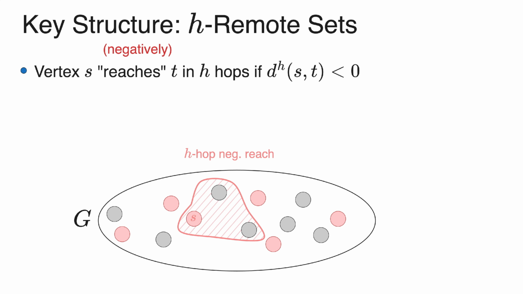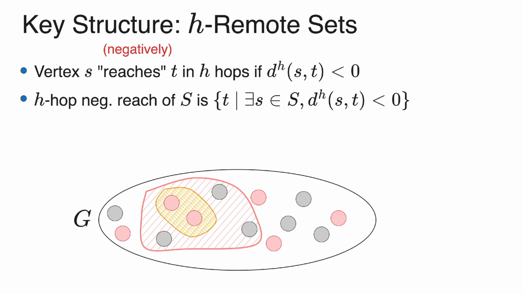And one special structure he focused on is called h-remote sets. So basically, we say one vertex S can negatively reach another vertex T in h hops if the h-hop distance from S to T is negative. And we can define the h-hop negative reach of vertex S accordingly. So basically, it's the set of vertices it can negatively reach in h hops. And for a vertex set capital S, its h-hop negative reach is the union of the h-hop negative reach of all vertices inside capital S.